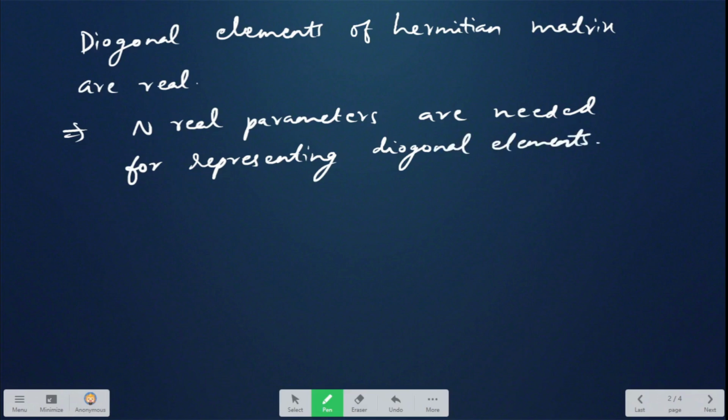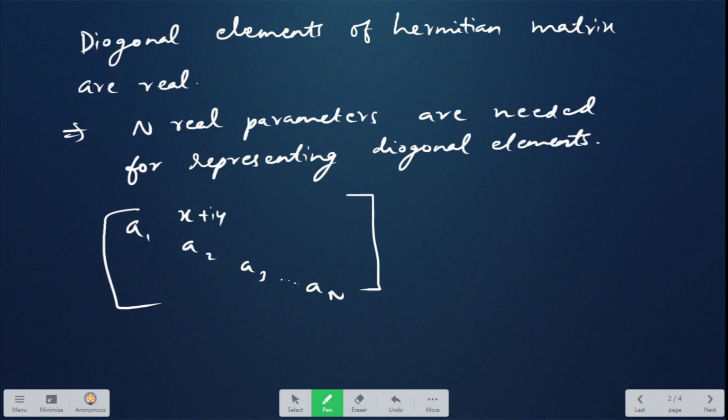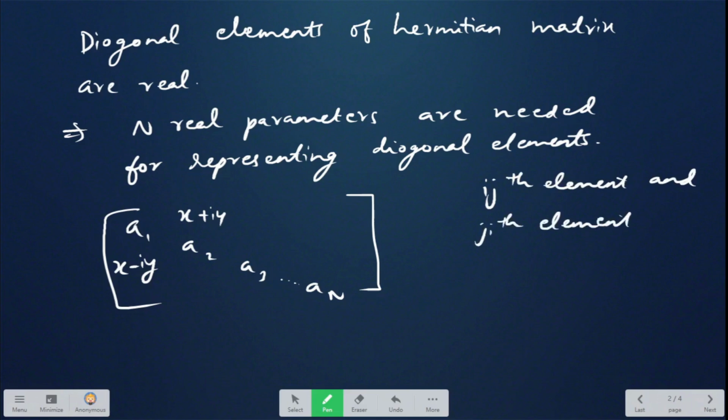Now let us think about the off diagonal elements. In the case of a Hermitian matrix, you have diagonal elements like this, a1, a2, a3, etc. up to an. These are real. Now off diagonal elements, if a12 is x plus iy, then a21 will be x minus iy. So the ijth element and the jith element are not independent.